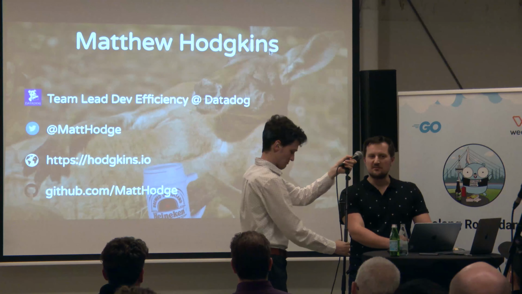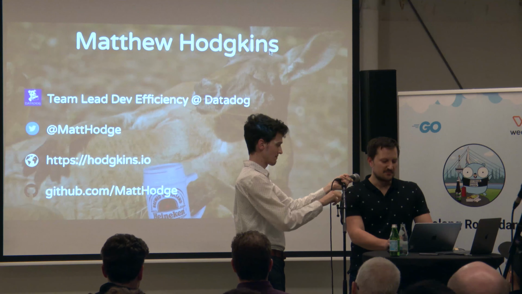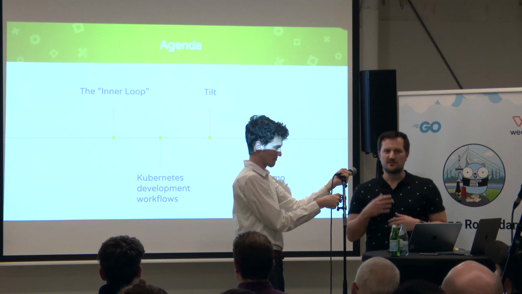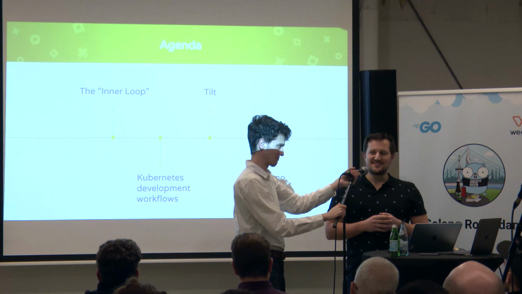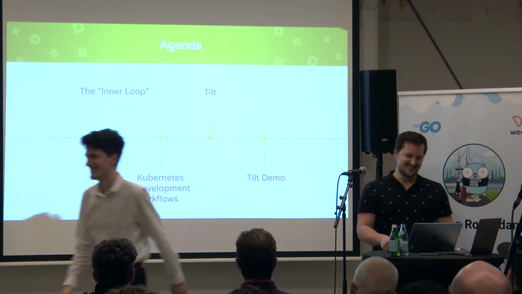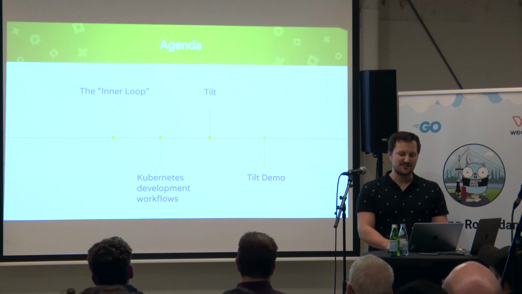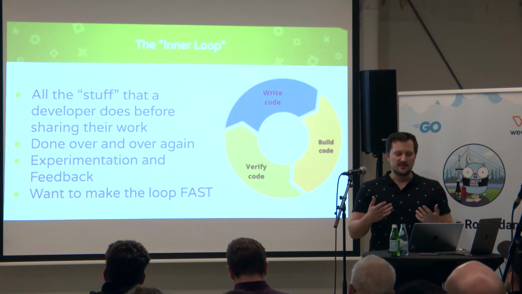Some of the stuff I'll be showing you today is based on the work we do at the company. So I'll dive into the agenda. I'll be talking about the inner loop, so the development flow of the inner loop, some potential workflows for developing on Kubernetes, a tool called Tilt that can help us enable these Kubernetes workflows, and I'll go into a demo of Tilt. So what is this inner loop that developers are doing?